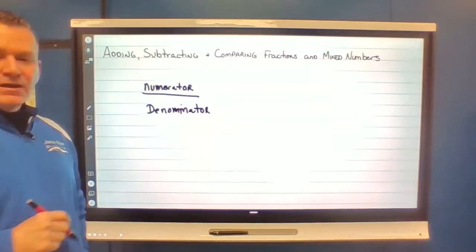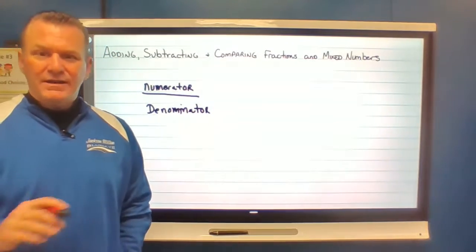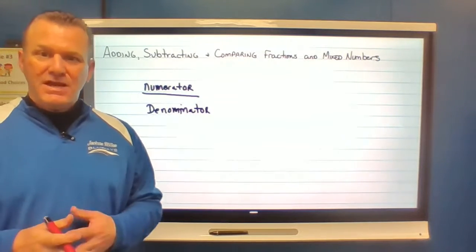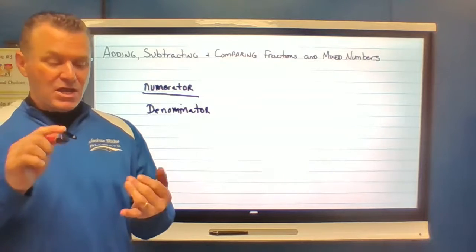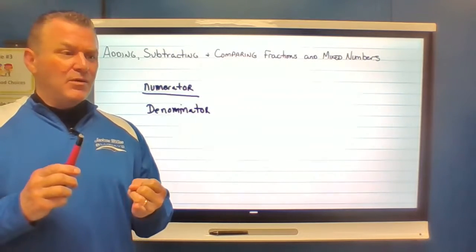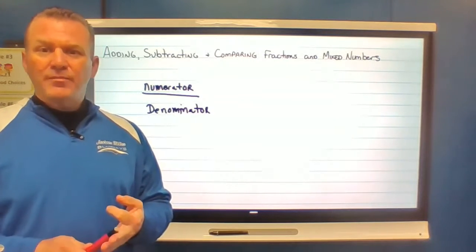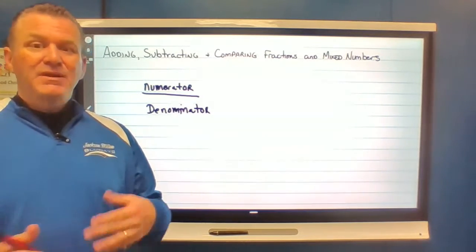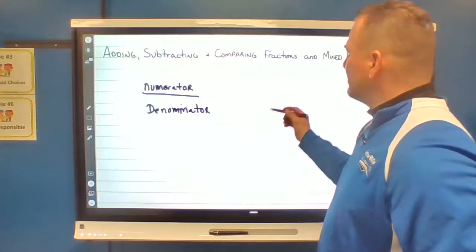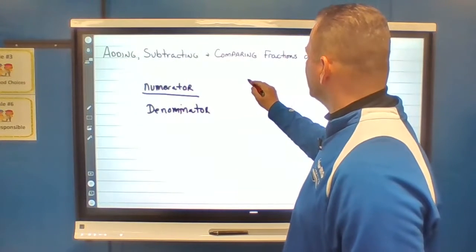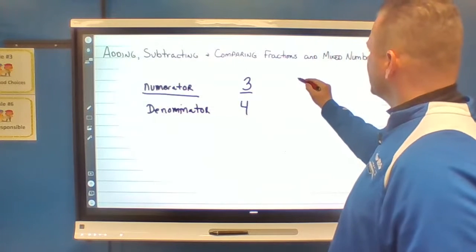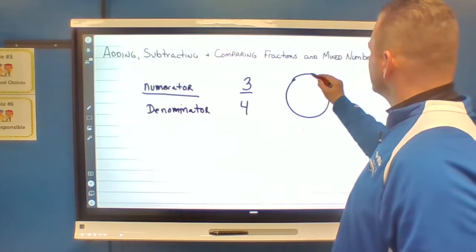Okay? The denominators, which are our bottom number, must be the same when we're adding and subtracting fractions. Remember, we talked about that. All fractions, when we're adding, subtracting, or comparing them, must have the same denominators because the denominator represents the pieces. So if I have a fraction that shows me 3/4, it's going to look like this.